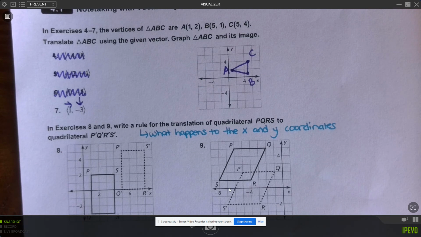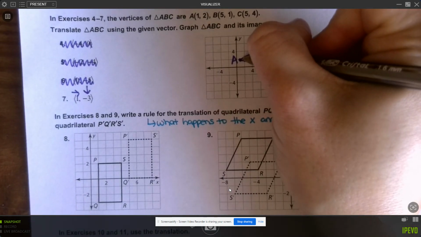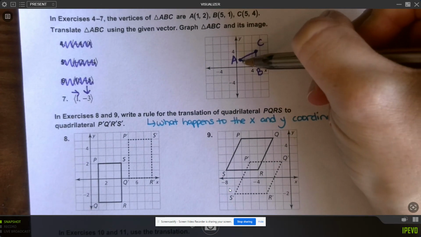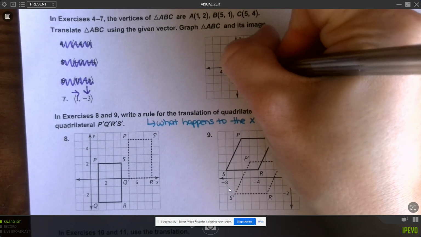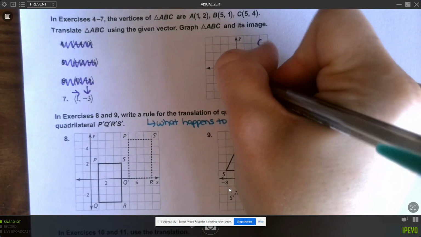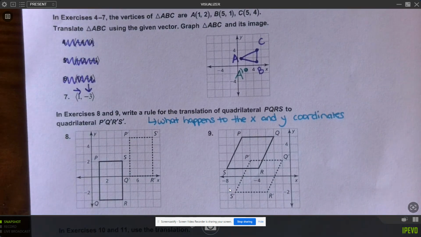Okay, I'm going to go to point A. I need to move it 1 to the right and 3 units down. 1, 2, 3. Just be careful. Remember, this graph counts by 2s. So here is the new location of A. When I graph it, I need to call it A prime. Put an apostrophe next to it.